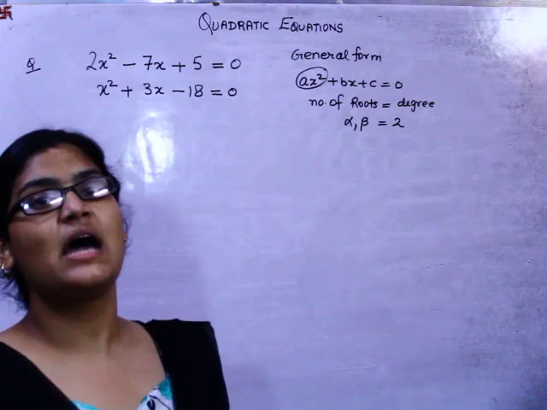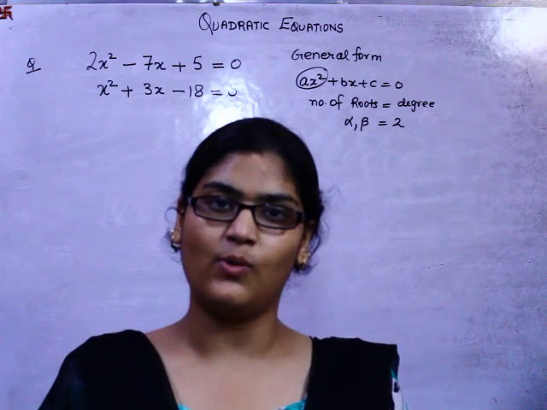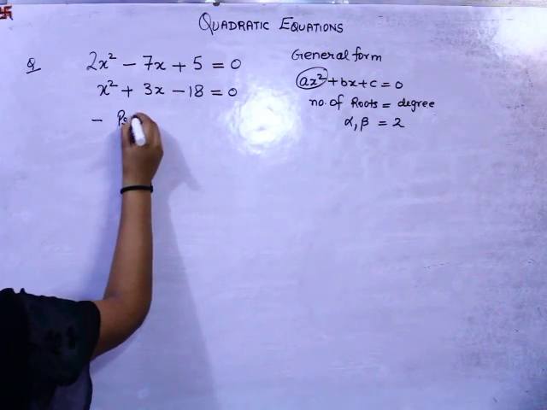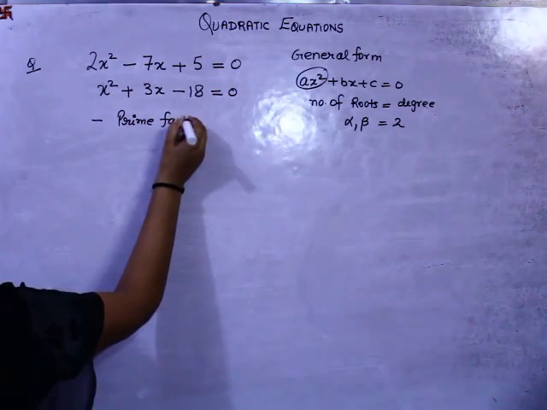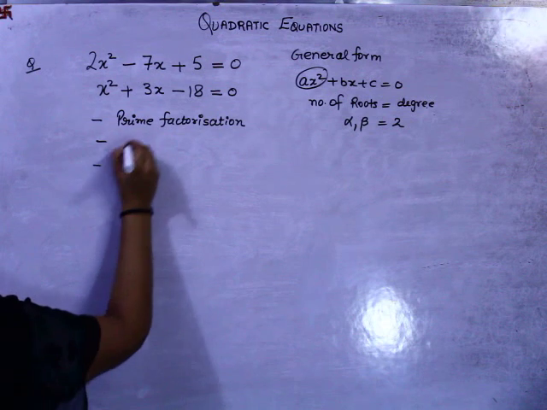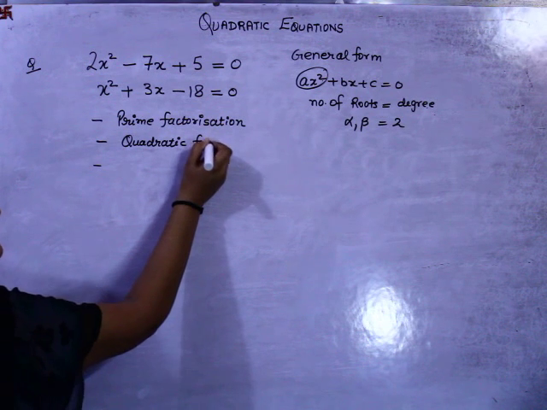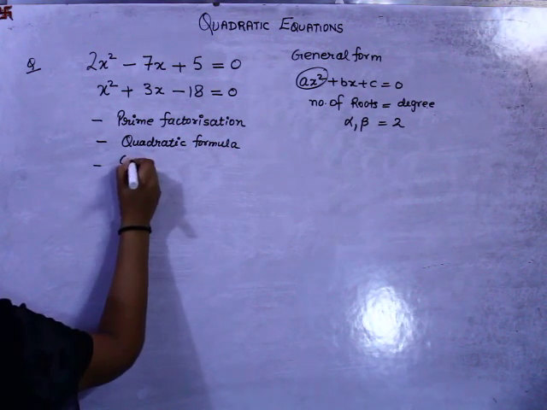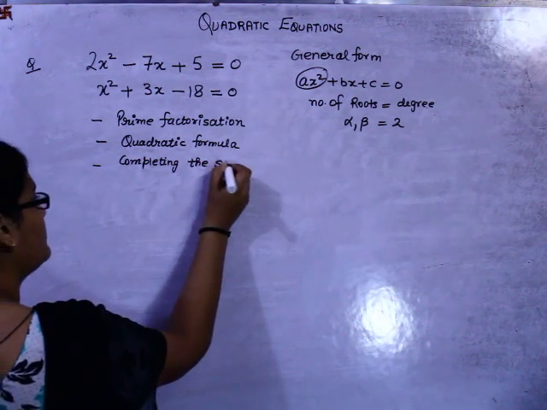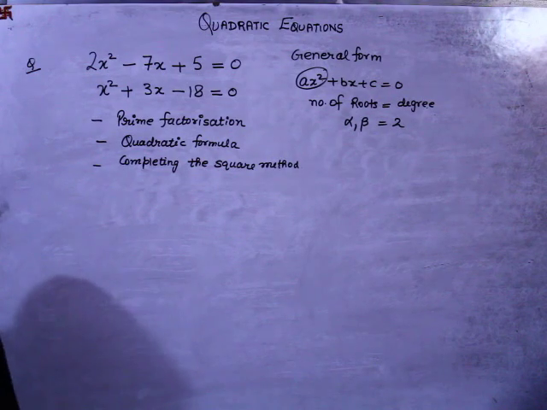So in this video we will proceed with the procedures for how we can find the roots of any quadratic equation. There are basically 3 methods. First is prime factorization, or the splitting the term method. Second one is the quadratic formula, by applying which we can find the roots. And the last one, which is a long procedure, is the completing the square method. Let us proceed one by one.